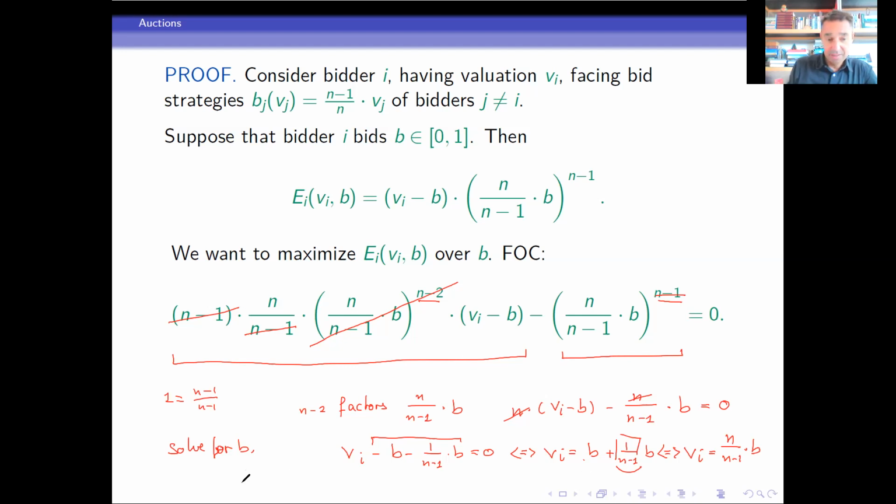And now you again multiply. So you put this factor over here. You move it to the other side. So you multiply with the inverse. And then you read from right to left that b is indeed n-1 divided by n times vi, which is exactly what we wanted to achieve. That if my opponents bid like this, then it is the best response for me to use the same formula. That's what we see.